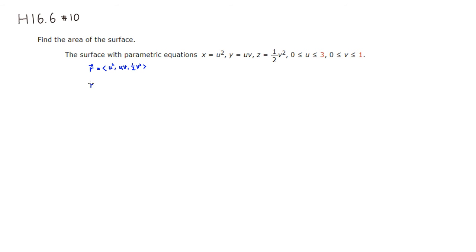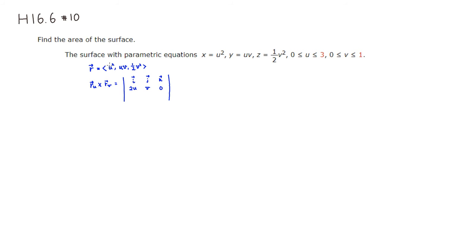Let's find the partial derivative with respect to u, cross product with the partial derivative with respect to v. So we're going to have vectors i, j, k. The partial derivative of u squared with respect to u would be 2u. The partial derivative of uv with respect to u would be v. And the partial derivative of 1/2 v squared with respect to u would be 0, because it's a constant.